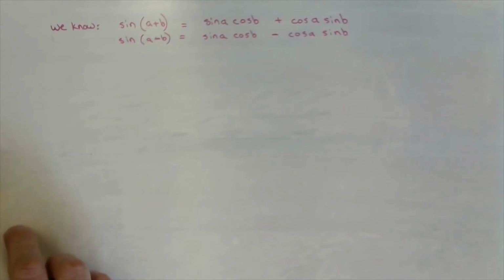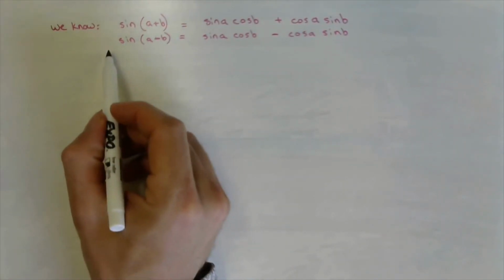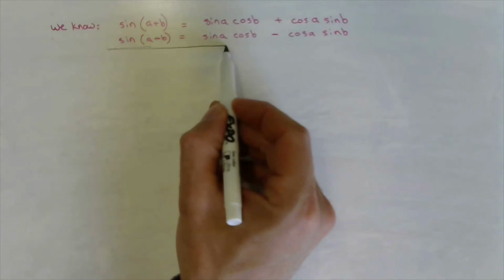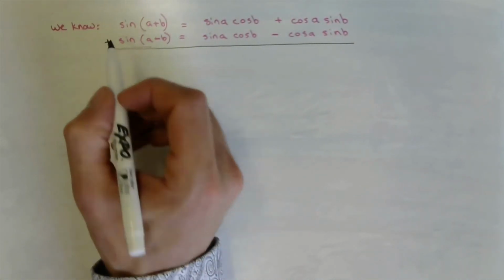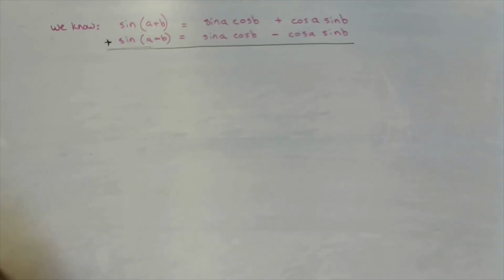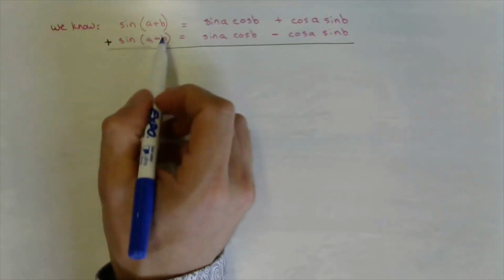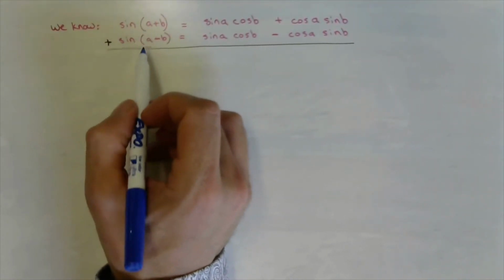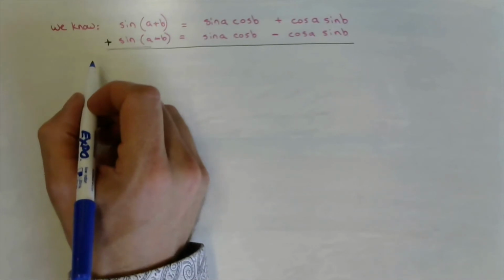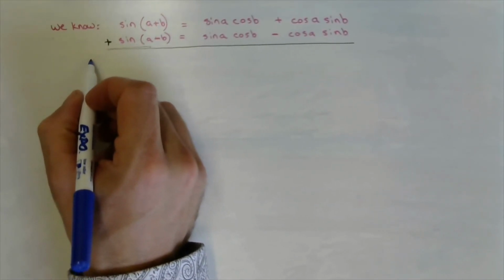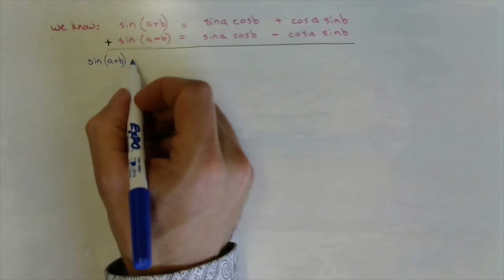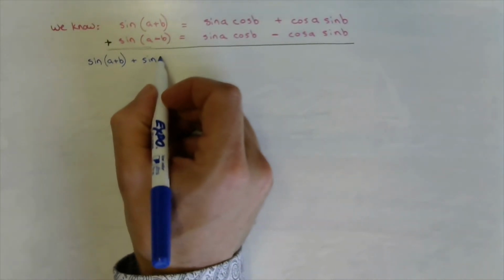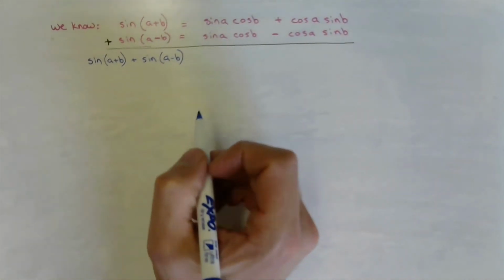What are we going to do with that information? Let's draw a line under it. And let's put a plus sign here. So you can see what's going to happen when we add these things up. Okay? On the left side, we can't combine these expressions really anyway. So on the left side, we end up with two expressions. We end up with sine of a plus b plus the sine of a minus b.